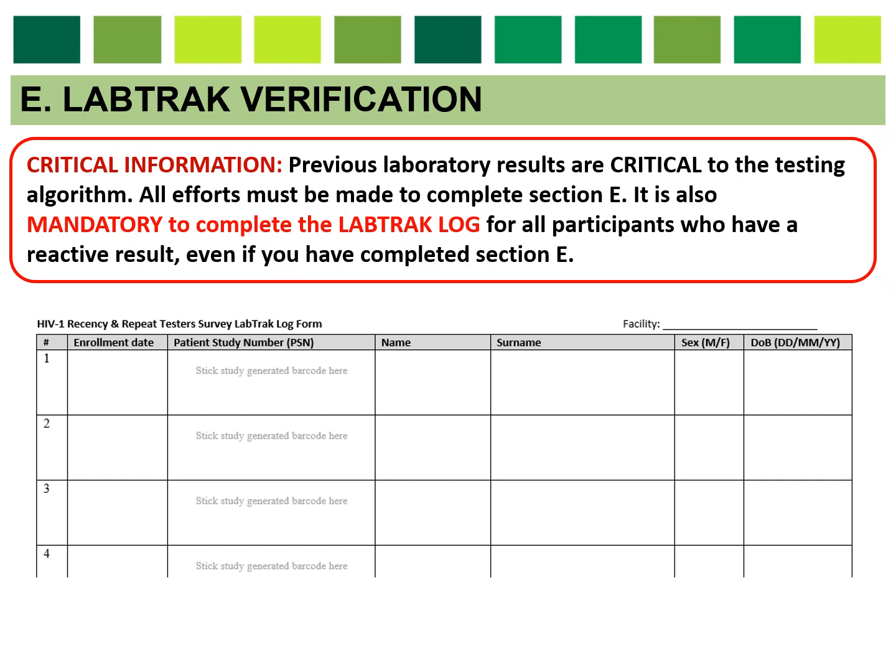So on the lab track log, which was provided in the kit, this is not to be mistaken with the specimen tracking log. You will see the lab track log is different because it has columns for the name and surname of the person. This is for us to do the search on lab track, as well as their sex and their date of birth. We need multiple identifiers to ensure that we found the correct person.